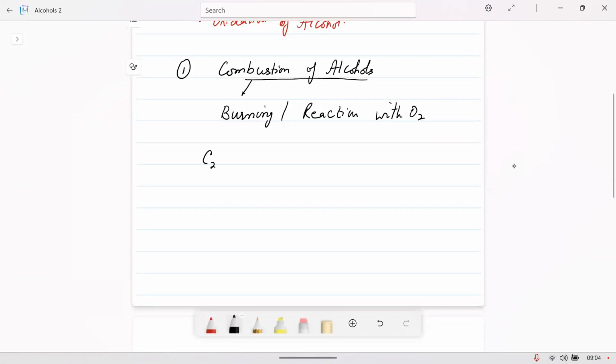For example, if I'm taking any alcohol, the name of this will be ethanol. Eth means two carbon atoms, an means the single bond between them, and ol represents the functional group OH. You react it with oxygen, you will get carbon dioxide plus water. Now we already know from before that carbon dioxide is formed when oxygen is in excess. This is a complete combustion. Usually they don't talk about incomplete combustion in alcohols.